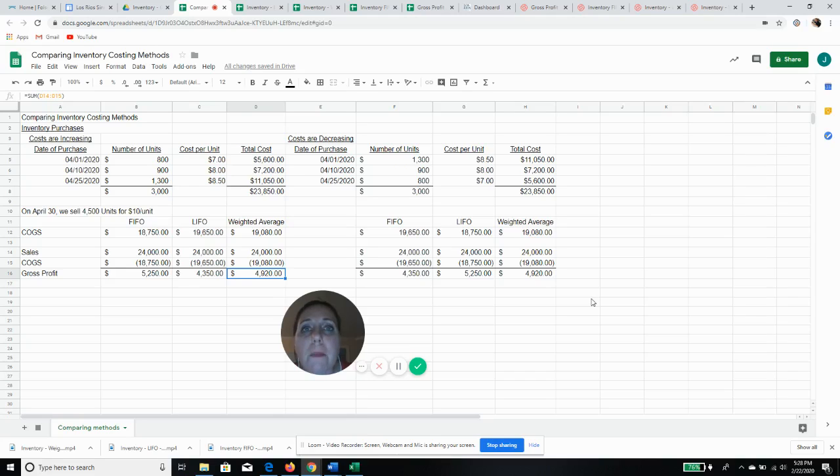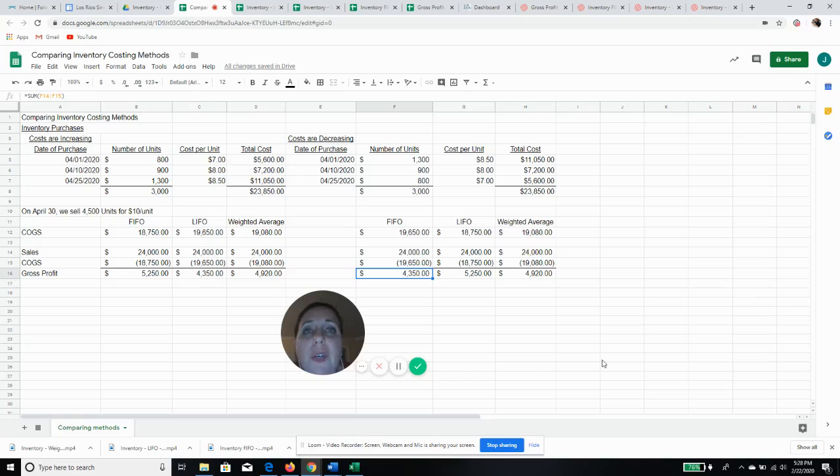If we want to maximize net income, then when costs are increasing, we'd want to use FIFO. And when costs are decreasing, we would want to use LIFO to maximize net income. If we want to minimize net income, then when costs are increasing, we would use LIFO. And to minimize net income when costs are decreasing, we would use FIFO.